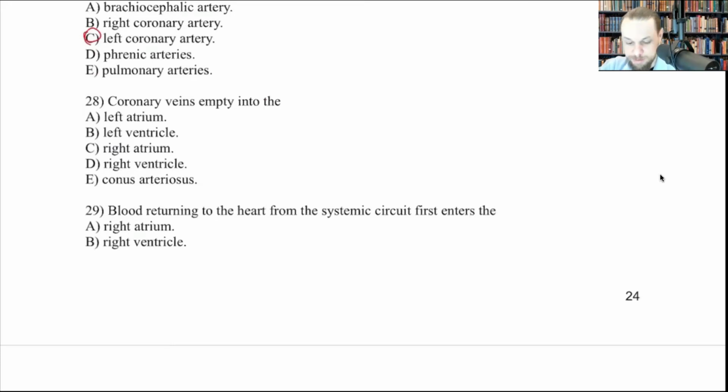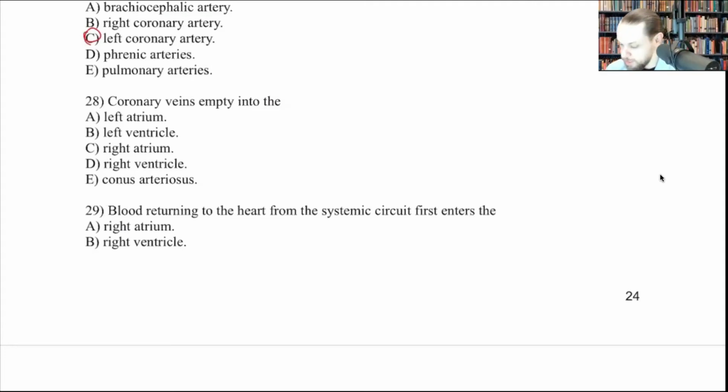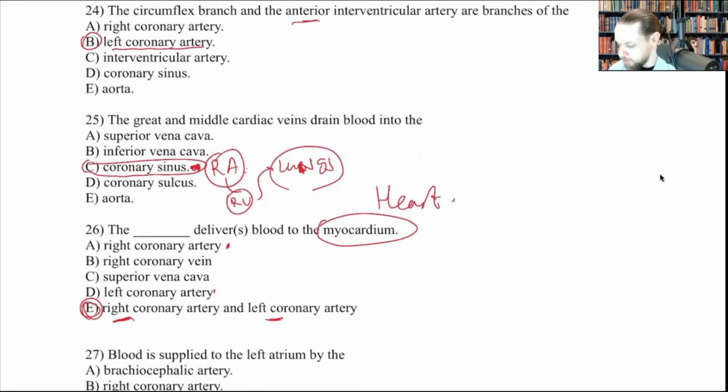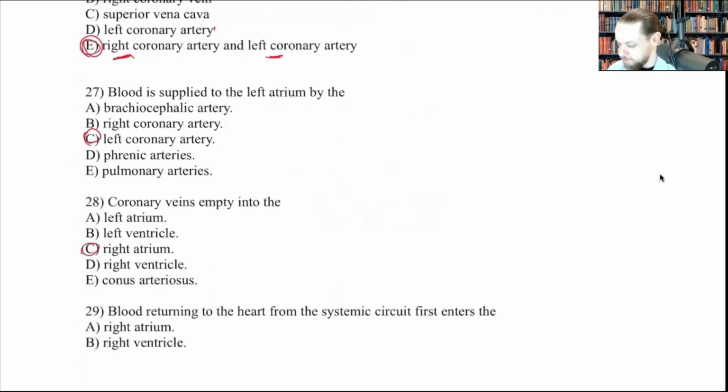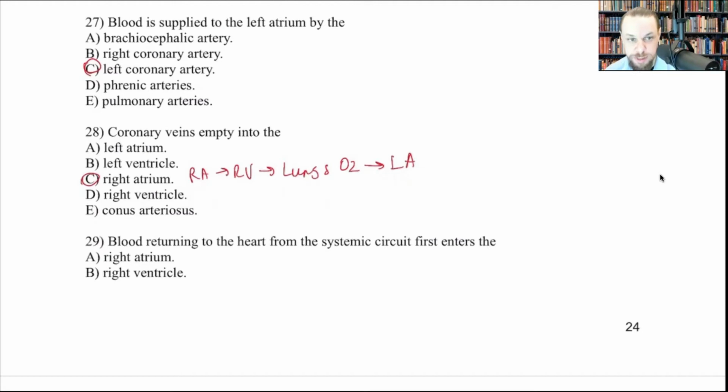28. We're going to go back to Ian. Coronary veins empty into the, I put right atrium. Right atrium is correct, right? We just went over this, right? So here, the coronary sinus and the veins. The reason they go into the right atrium is because then they have to go to the right ventricle, and then to the lungs for oxygen. And then they're going to go to the left atria and so forth. But yes, right atrium is correct.